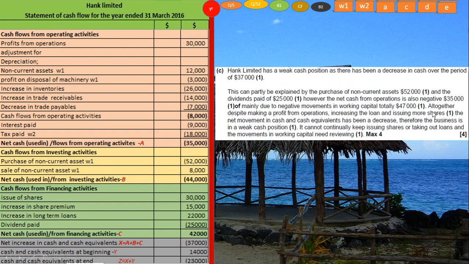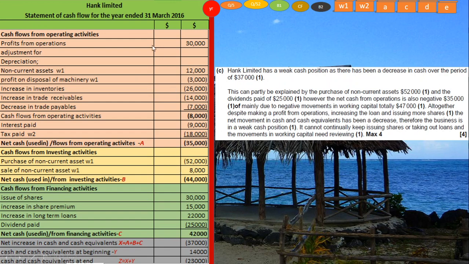So altogether, despite making a profit from operations and increasing the loans and issuing more shares, the net movement in cash and cash equivalent has been a decrease. Therefore, the business has a weak cash position. It cannot continue to keep issuing shares or taking out loans, and the movement in working capital needs to be reviewed. What I'm trying to say is, you cannot issue shares every year and you cannot take loans every year to manage your cash flow. That's not a solution. You need to work on your working capital. This working capital needs to be managed properly so that from your core activity there should be a positive inflow of cash. That's what it's trying to say.